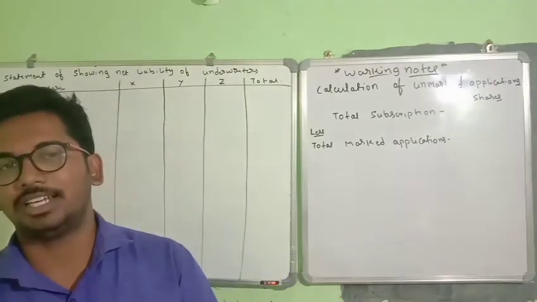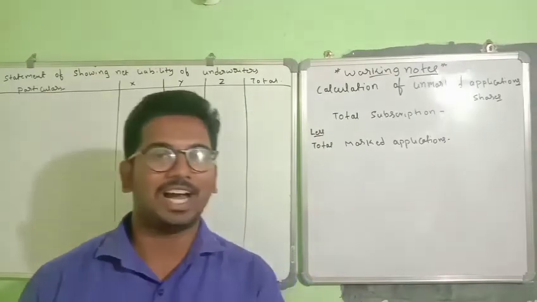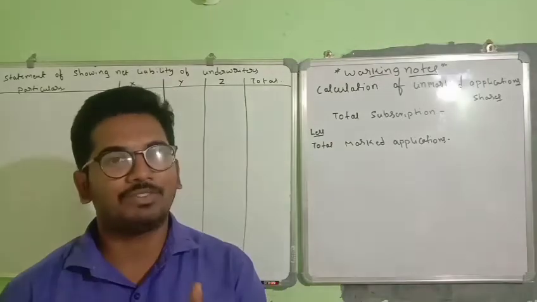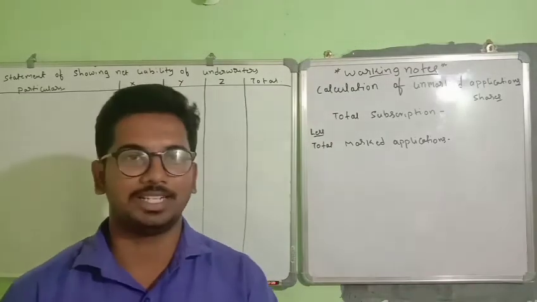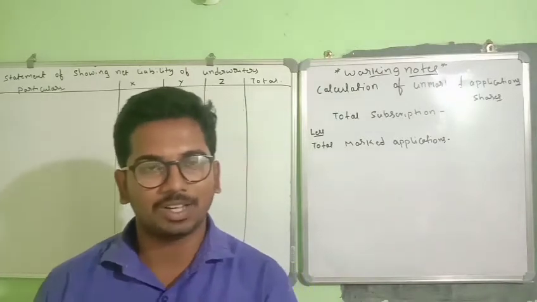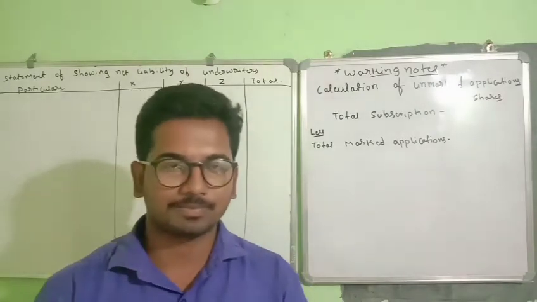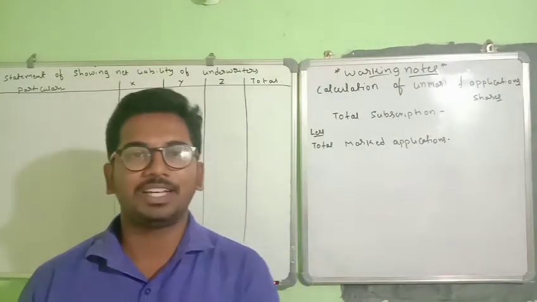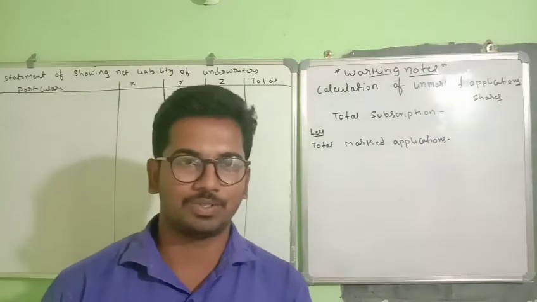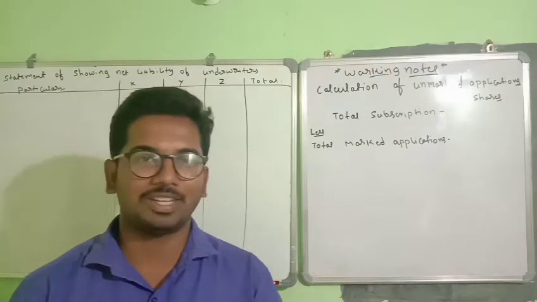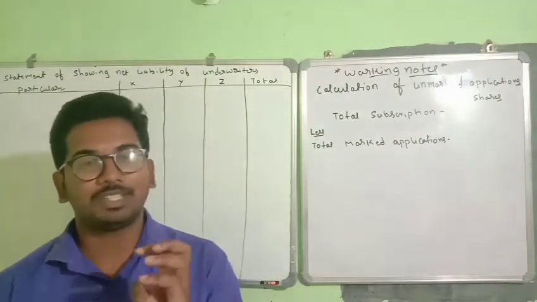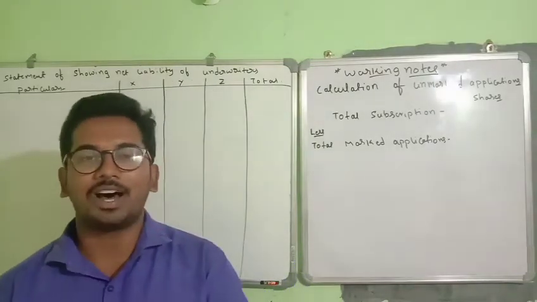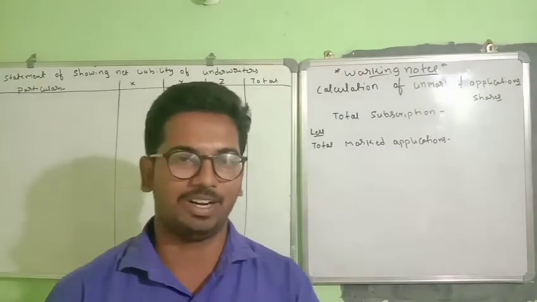See, only three conditions will come. In the question, if they have given firm underwriting and no other information is given, you can consider it as firm underwriting on par with unmarked applications. So for the unmarked applications in the question, you just add firm underwriting. If they specifically say treat as unmarked applications, no issues. And third, if they specifically say treat firm underwriting as marked applications, then you should add firm underwriting to the marked applications.